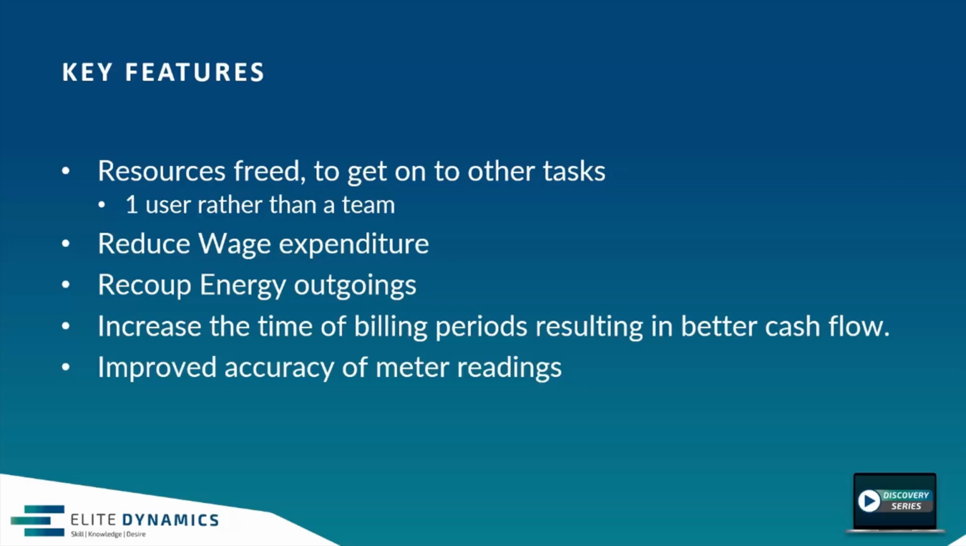Now that we've seen the demonstration, let's just take a quick look at the key features of Elite Utilities. One being resources freed to get onto other tasks. Rather than taking a team to actually read the meters, it only takes one user, and that can be based on the park or in a central office. This would then have an impact of reducing your wage expenditure. You'd be able to recoup energy outgoings by increasing the time of bidding periods, resulting in better cash flow and improved accuracy of the meter readings.